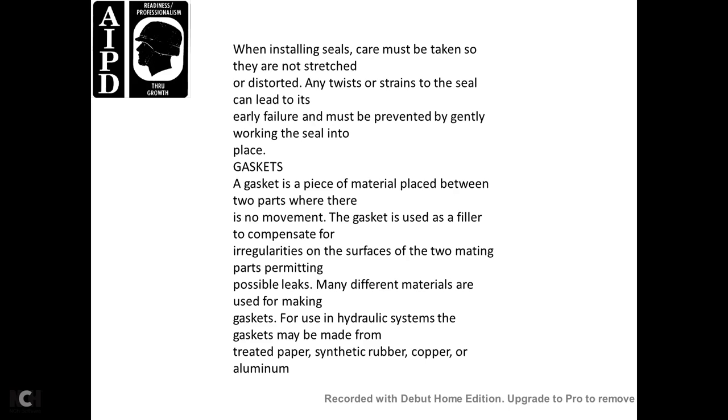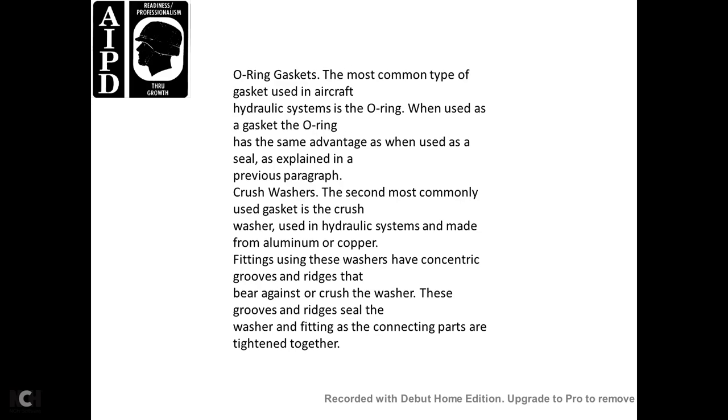A gasket is a piece of material placed between two parts where there is no movement. The gasket is used as a filler to compensate for irregularities in the surface of the two mating parts, thus preventing possible leakage. Many different materials are used for making gaskets for use in the hydraulic system. The gasket may be made of treated paper, synthetic rubber, copper, or aluminum.